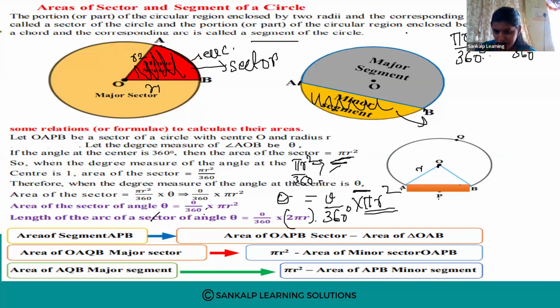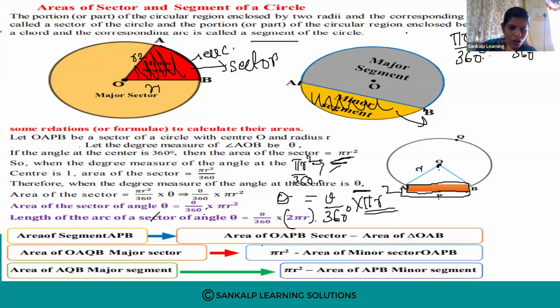Then the area of the segment APB. So this is the segment. What do we do? Area of the sector OAPB, the full sector, minus the area of triangle OAB. So if you want to find the area of this segment, you take the area of OAPB, the full sector, minus the area of triangle OAB. Then you will get the area of segment APB, right?